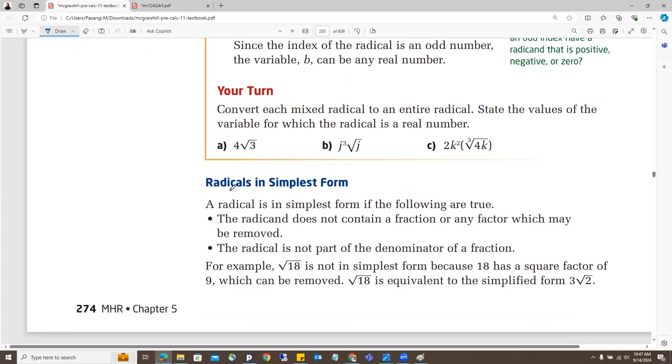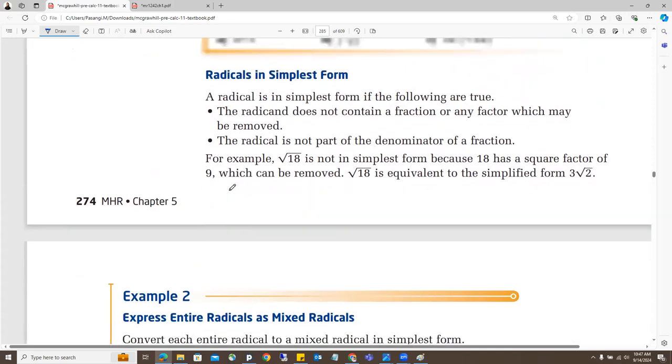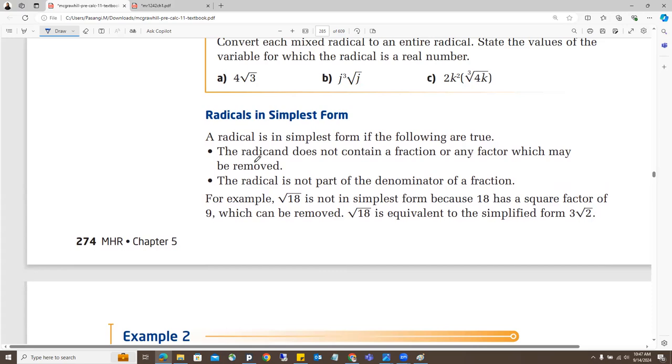Then we have radicals in simplest form. How are we going to keep these radicals in the simplest form? A radical is in simplest form if the following are true. What are the two things we need to check? The radicand does not contain a fraction or any factor which may be removed, and also the radical is not part of the denominator of a fraction.